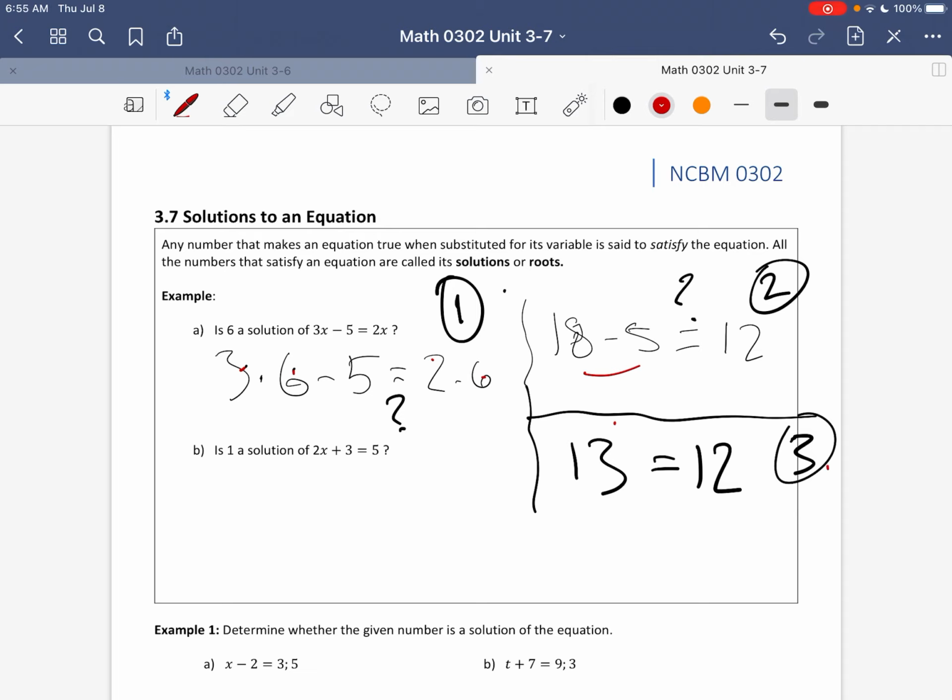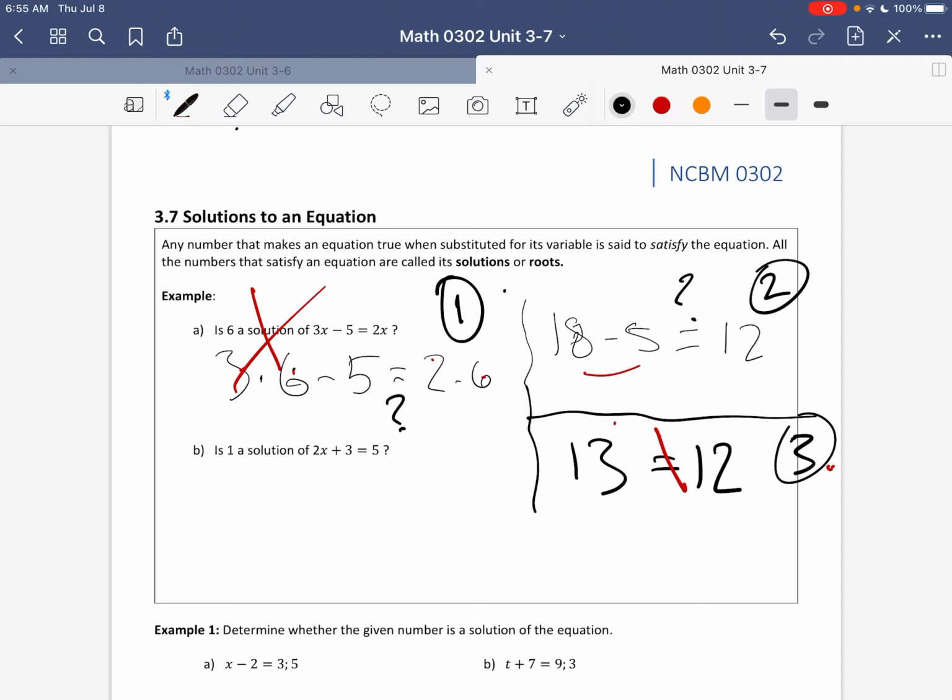We arrived here, and the statement says 13 is equal to 12. Well, that statement is an untrue statement in mathematics. And so what it means is that 6 is not a solution of the equation. Whenever we are told that we're given a solution for an equation, we need to check to see that it really is a solution. That means to check to see that the left-hand side is equal to the right-hand side. Let's take a look at part B.